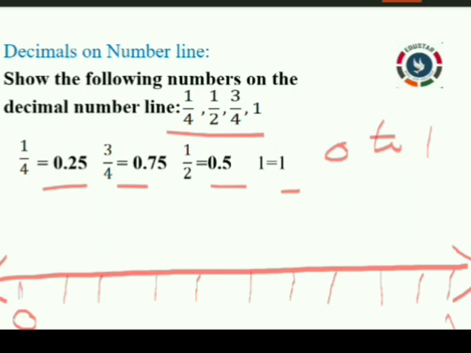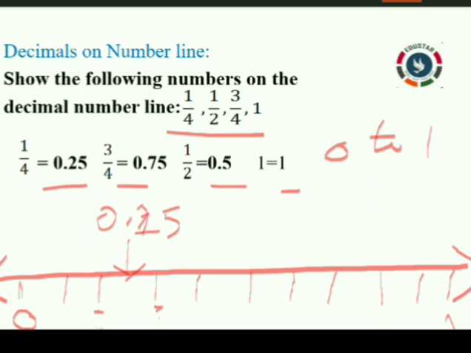Next, we are going to mark the decimal numbers. First one 0.25. Check the whole part is 0, right? Next 0.2. Next is 2, right? So the 0.25 lies in between 0.2 and 0.3. This is your 0.1, 0.2, this is your 0.3, right? So 0.25 lies in between 0.2 and 0.3. So this is your 0.25.